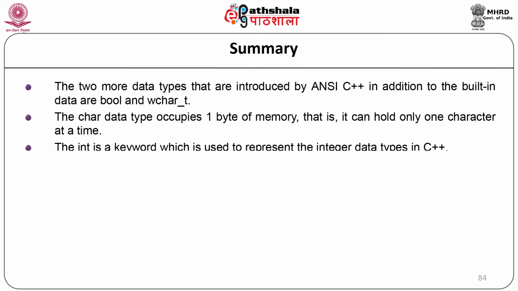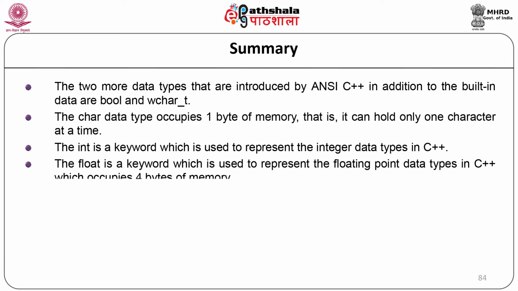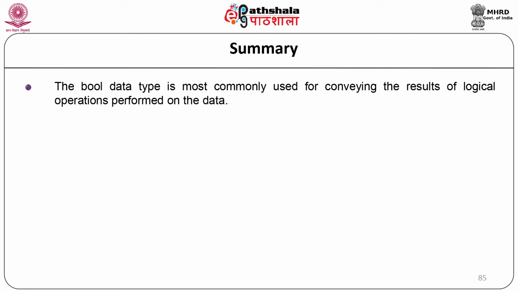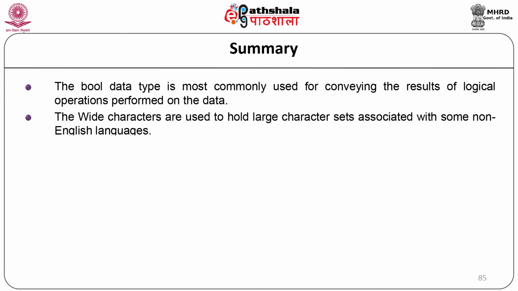The integer is a keyword which consists of integer data types in C++. The float is a keyword which is used to represent floating point data. The double data type stores floating point numbers with much larger range and accuracy. The void data type is an empty type. The boolean data type is mostly used for conveying the result of logical operations. The wchar_t characters are used to hold large character sets associated with some non-English languages.